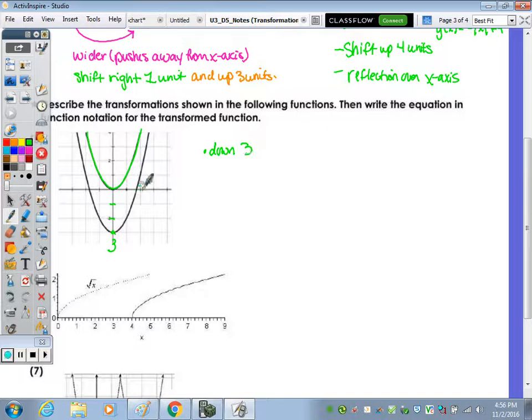This notation here is the f of x equals x squared. It's written really small. So our transformed function g of x, since we just go down 3, would be g of x equals, here's our function, x squared, so I just do minus 3. And you can double check these on your calculator.